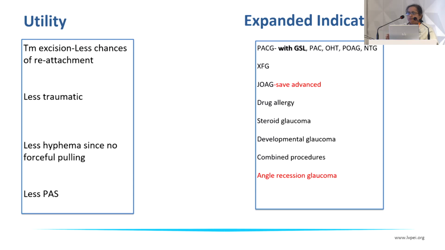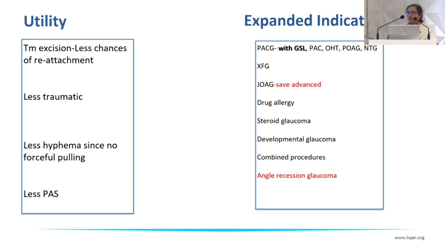JOAG, like other MIGs, we have our reservations because the predictability is somewhat different, because some eyes perform very well, while in the very advanced JOAGs, in some of them IOP spikes may happen. And even patients who are allergic to drops, or you can combine this with phacoemulsification, or even vitreoretinal surgeries where you want angle control, IOP control, you can do this procedure because it's atraumatic.